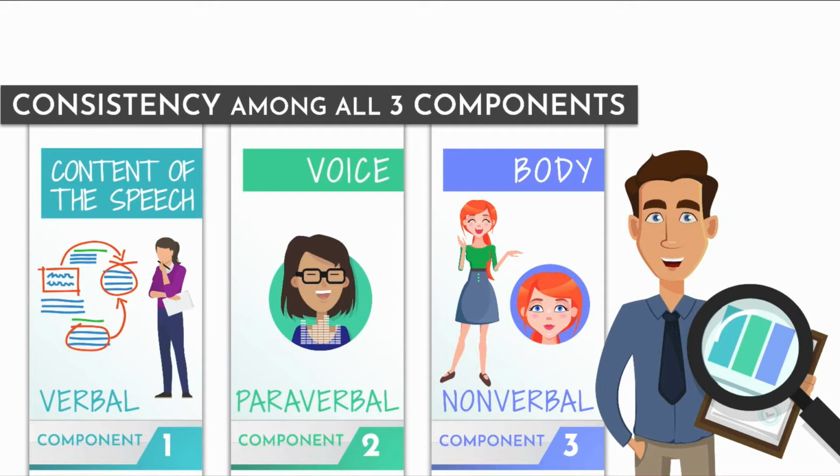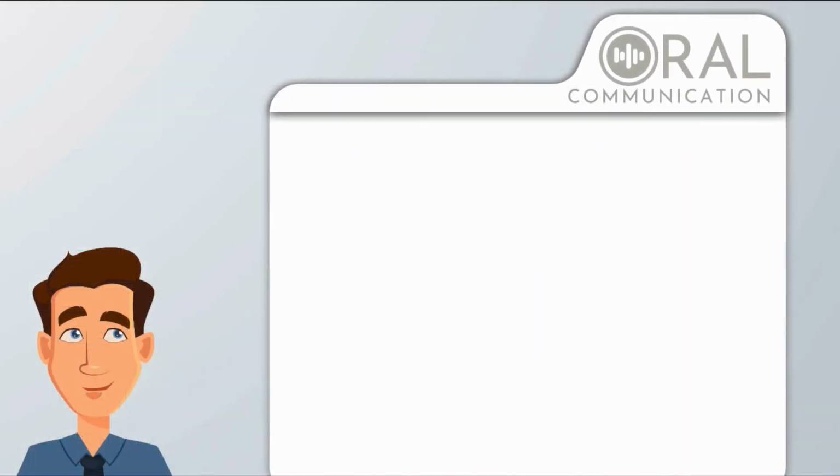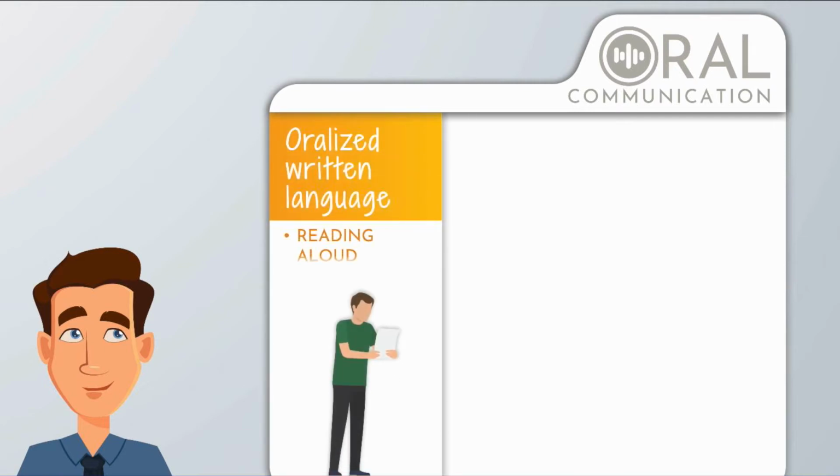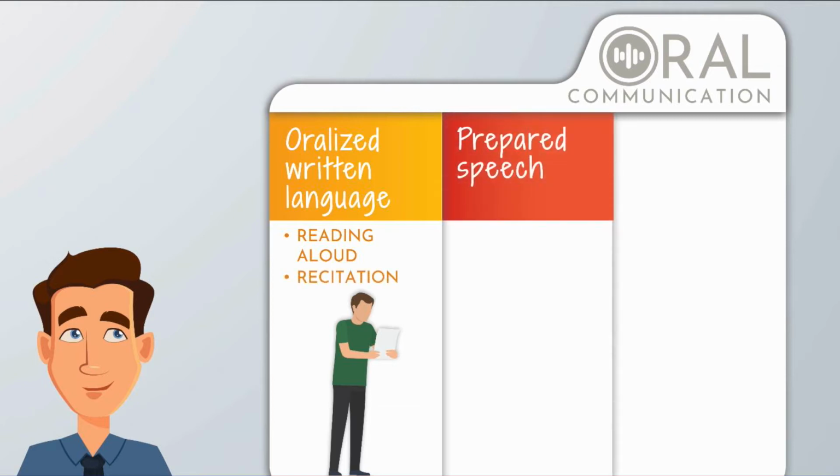It is also important to mention that oral communication can take different forms. It can take the form of an oralized written language. This can be, for example, a reading aloud or a recitation. It can be a prepared speech, for example, a speech given according to academic expectations. When a teacher asks students to make an oral presentation, it is a prepared speech.